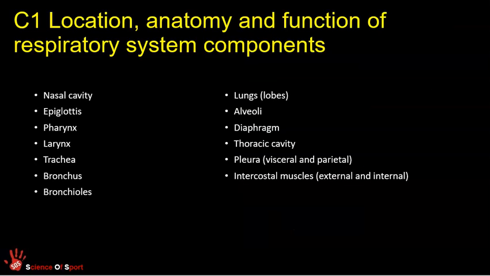Looking more specifically then, the anatomy of our respiratory system. We need to understand what these things are, what parts these are, what components these are, what they're made like and how they do a particular job. So this is the list from your specification, and these are the things that you need to know. Where are they? How are they built, and what do they do?